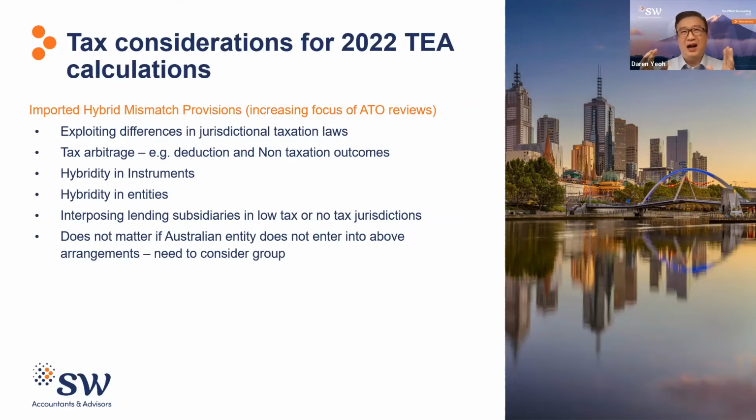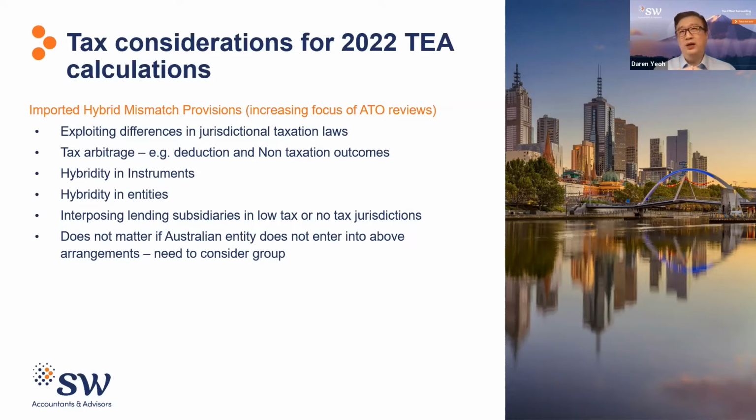One is what I call hybridity in instruments, being an instrument that is, for example, a convertible note that is taxed as a loan in one jurisdiction. So the issuer can claim interest deductions on that instrument. However, in another country, the holder of the instrument treats that instrument as an equity, and the country does not tax foreign dividends. So what you have is a deduction in one jurisdiction, but the income is not taxed anywhere.